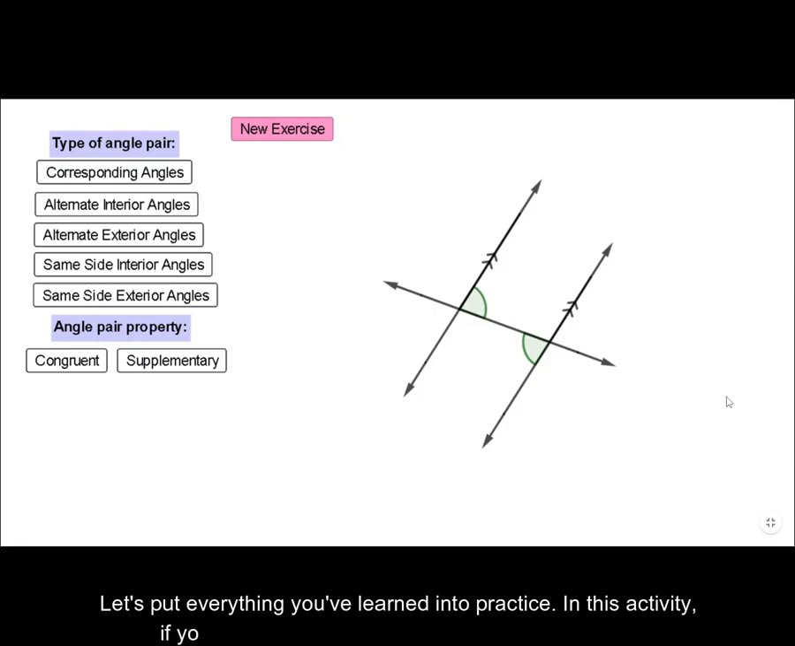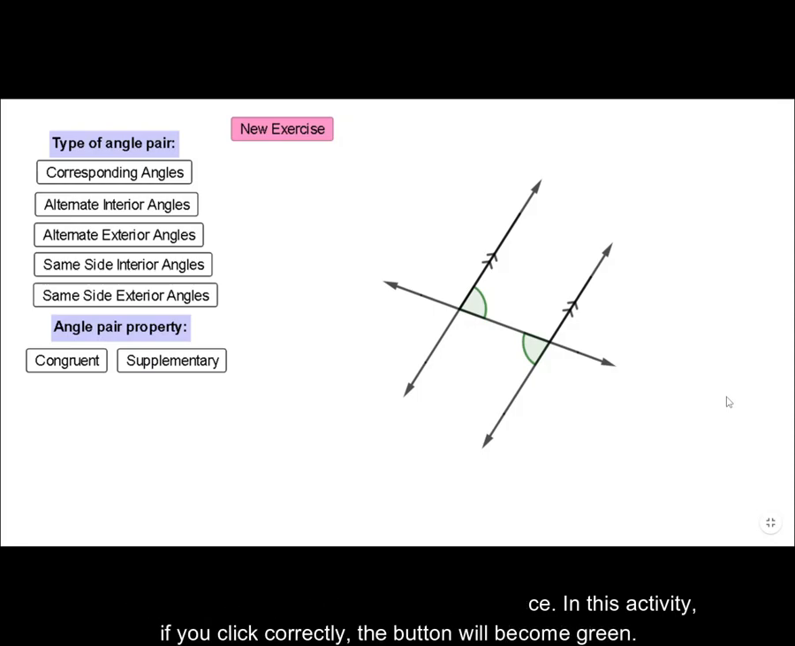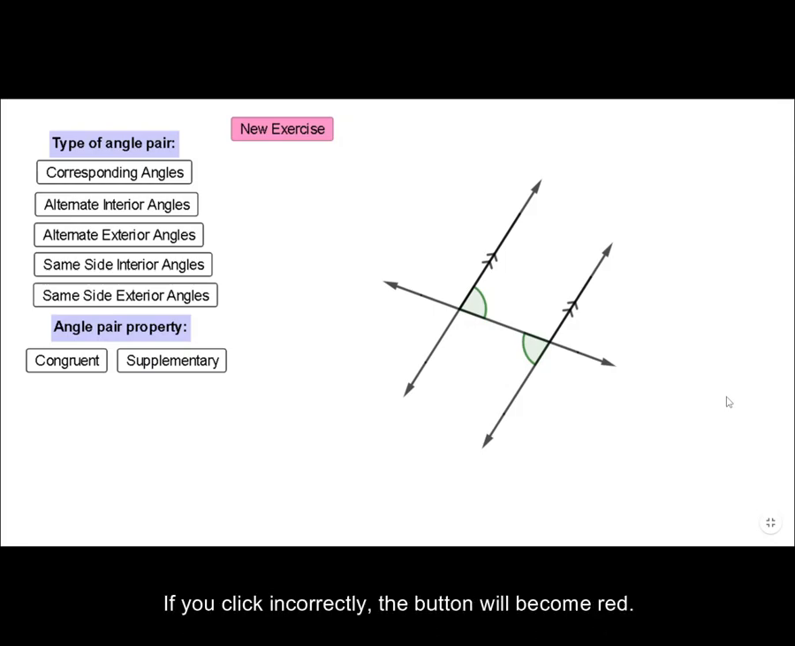Let's put everything you've learned into practice. In this activity, if you click correctly, the button will become green. If you click incorrectly, the button will become red. Let us begin.